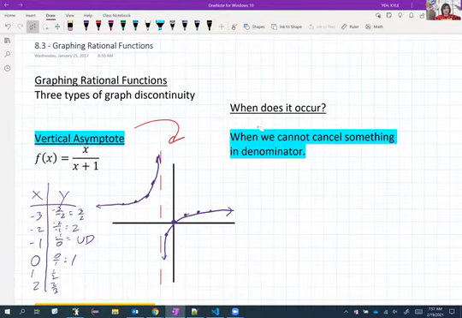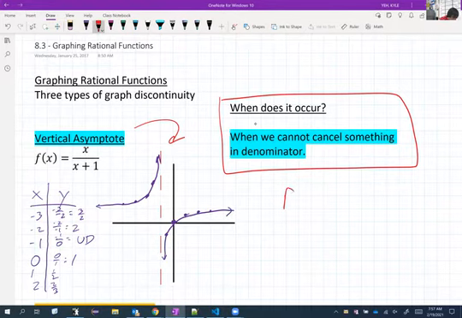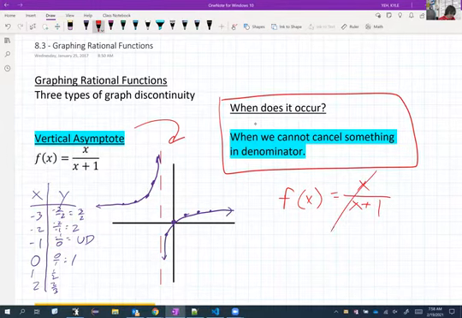It often causes this very distinctive kind of swoosh. These two sides, sometimes they both go up, sometimes they both go down, but it's this barrier, this break in the graph, this discontinuity. When does it happen? When we cannot cancel something out in the denominator. So look at my function. F of x equals x over x plus 1. We know that we can't just cancel, because that x plus 1 on bottom is all connected, it's a single factor. So we have this x plus 1 on bottom.